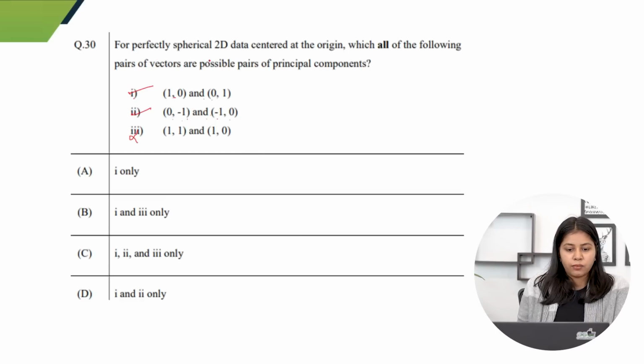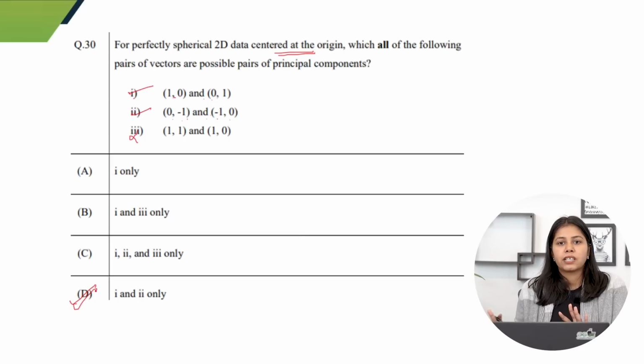First and second represent my spherical data centered at origin, that is 2D spherical data. So the first and second options are true. So that's why option D is correct here. First and second statements are correct. That's why option D is true.